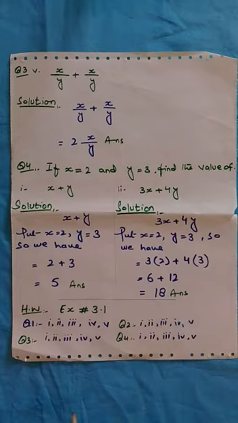Okay. Now students, your homework is exercise number 3.1, question number 1, part 1 to 5, question number 2, part 1 to 5, question number 3, part 1 to 5, and question number 4, part 1 to 5. It means you have to complete the exercise.